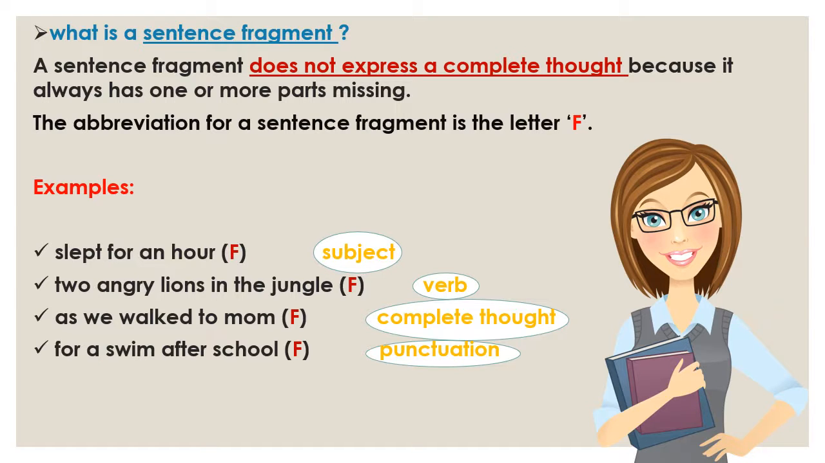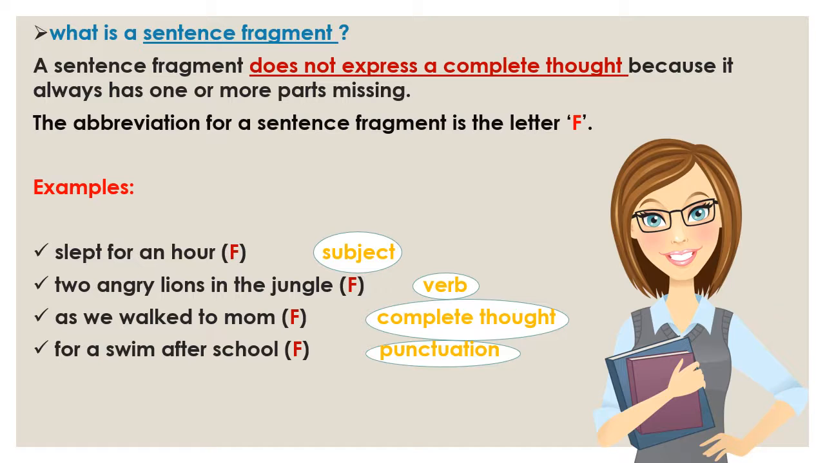Okay, so what about it? What about the two angry lions in the jungle? I don't understand. It's missing a verb. What did they do? I want to know what they did. So you see here, it's missing the verb, just like in the yellow. It doesn't have a verb. That's why we're going to call it a fragment sentence, because it's not complete. It's missing a part. Okay? It doesn't express a complete thought.